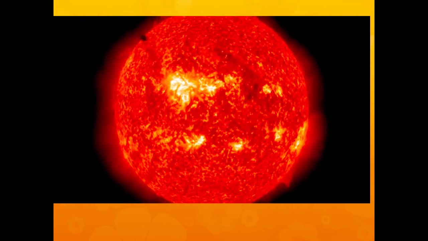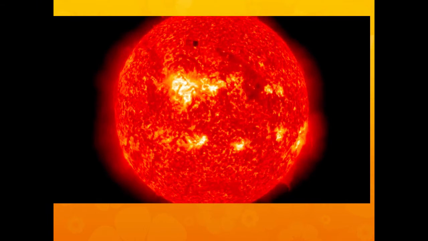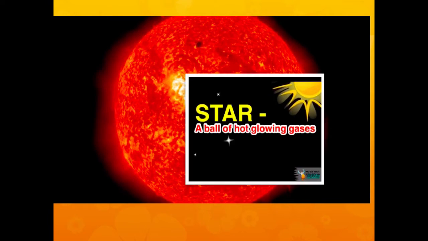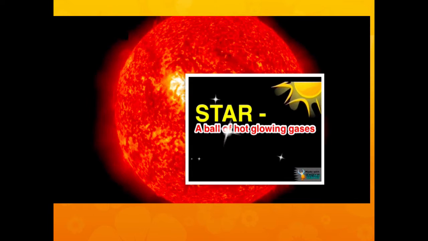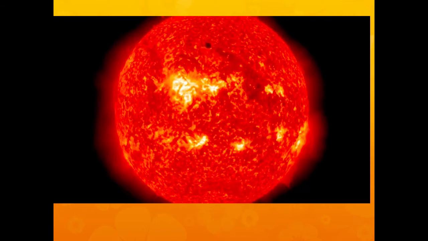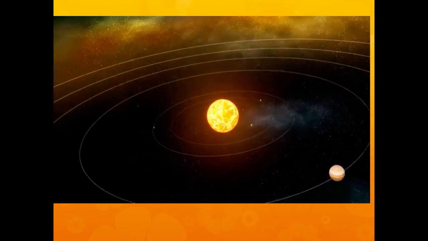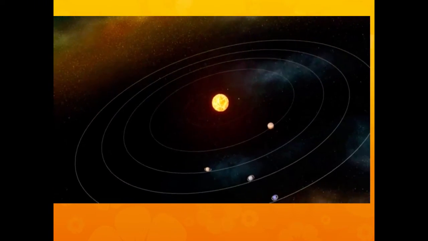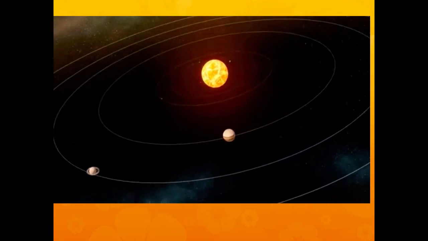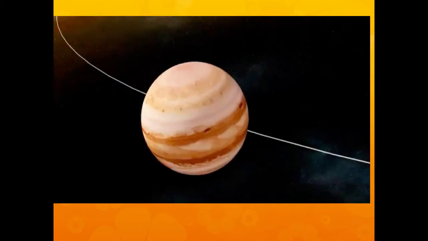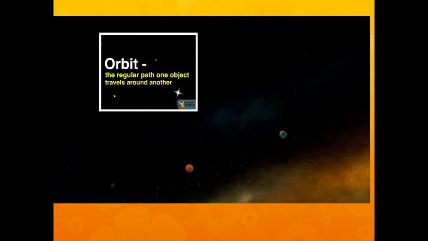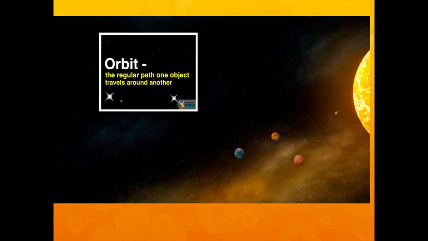What you're looking at here is the sun. And just like those twinkling things in the night sky, the sun is a star. A star is a ball of hot glowing gases. And this particular star, our sun, it's the center of our solar system. It's what our planets revolve around. Those lines you're seeing in the picture, they're not actually there. It's kind of like the equator, they're imaginary. But that is the path of orbit that all the planets take around the sun.